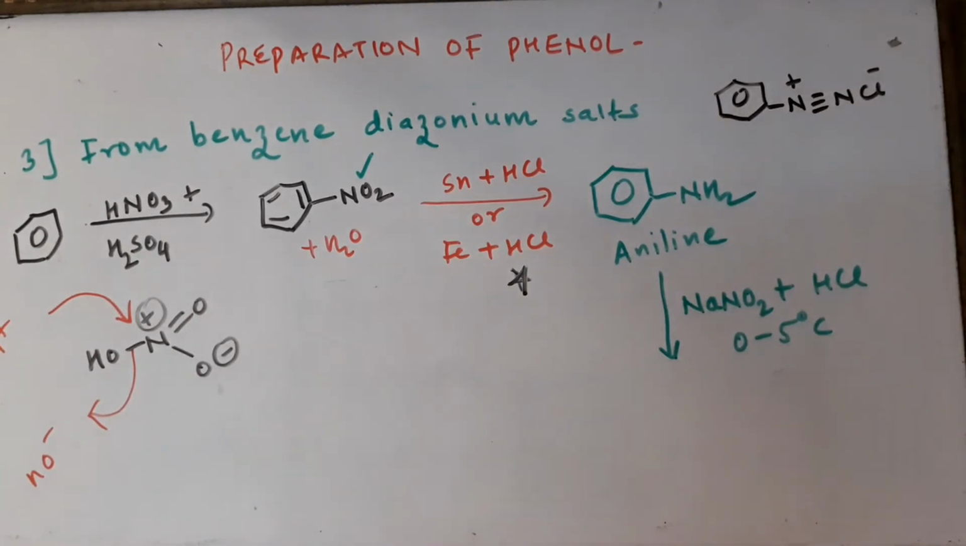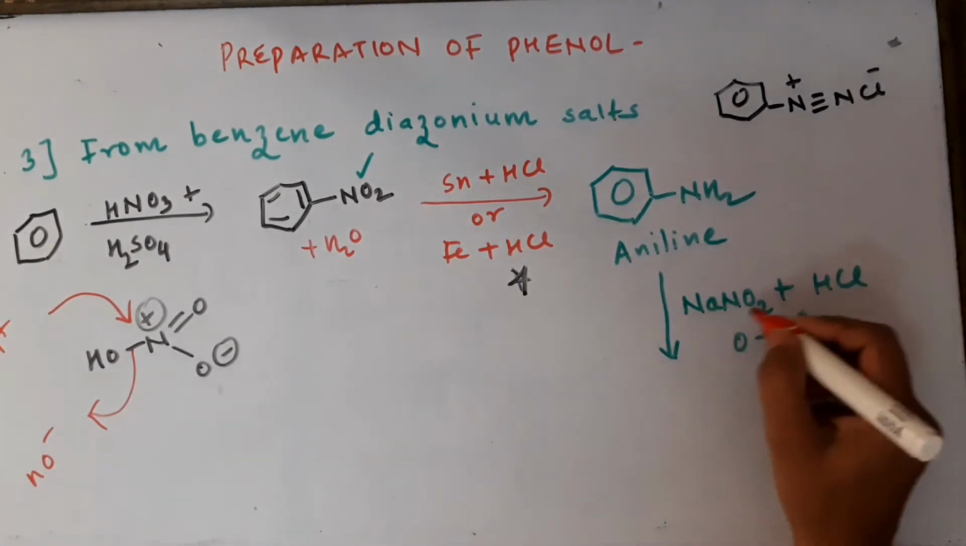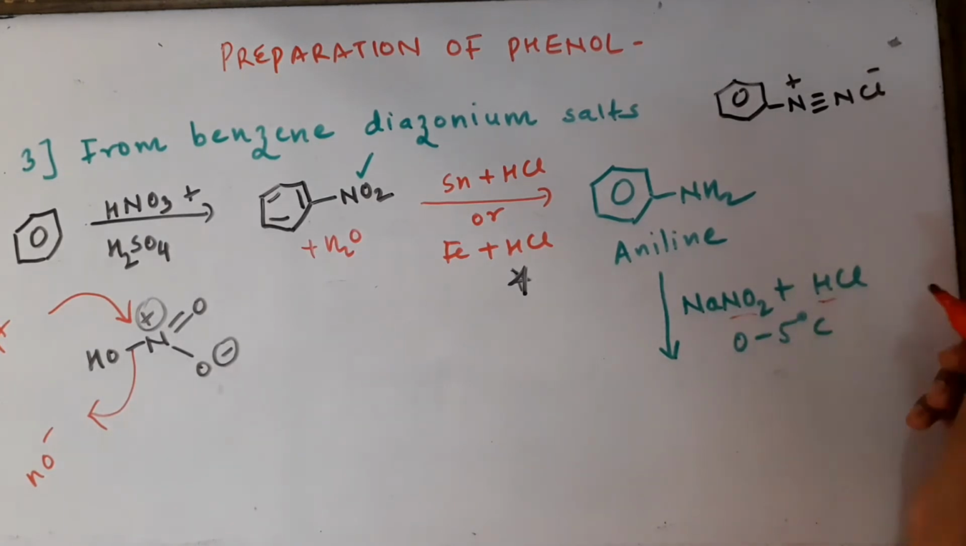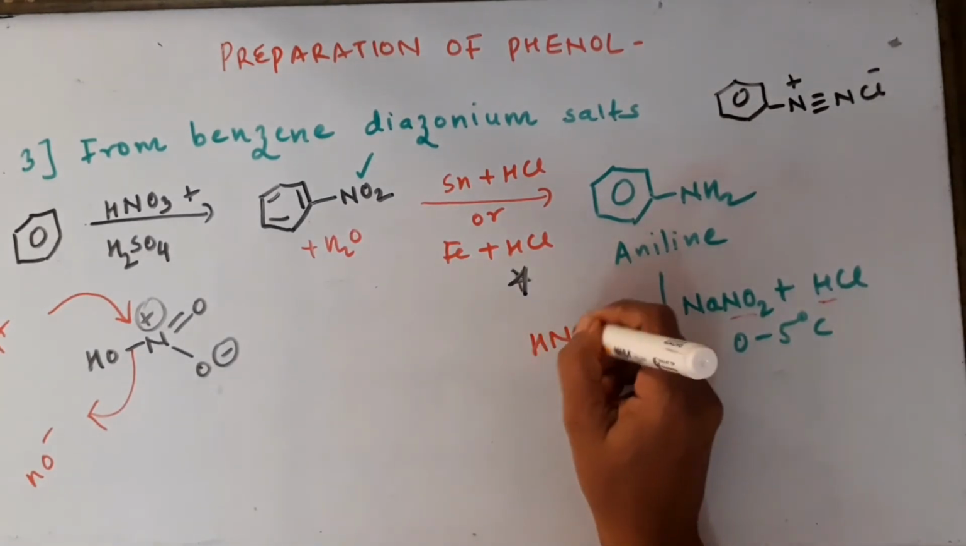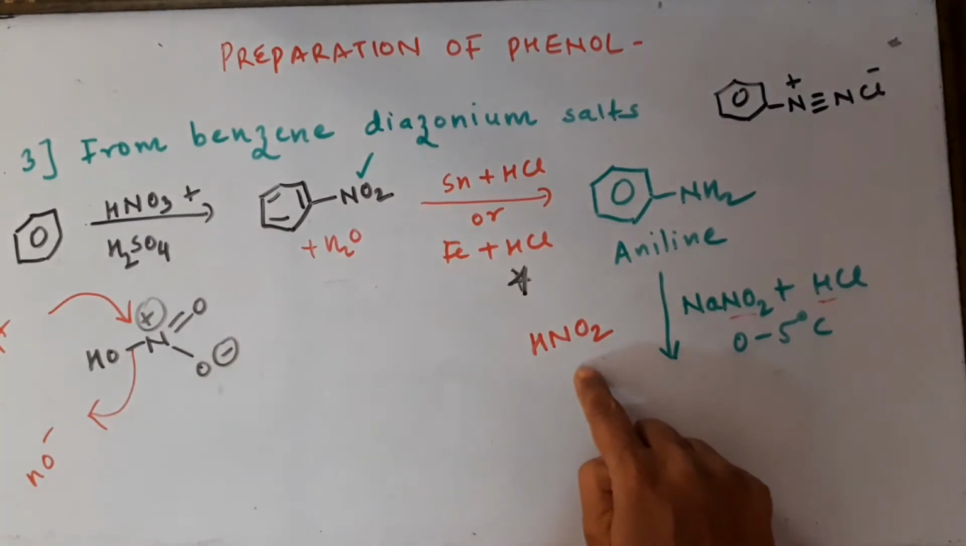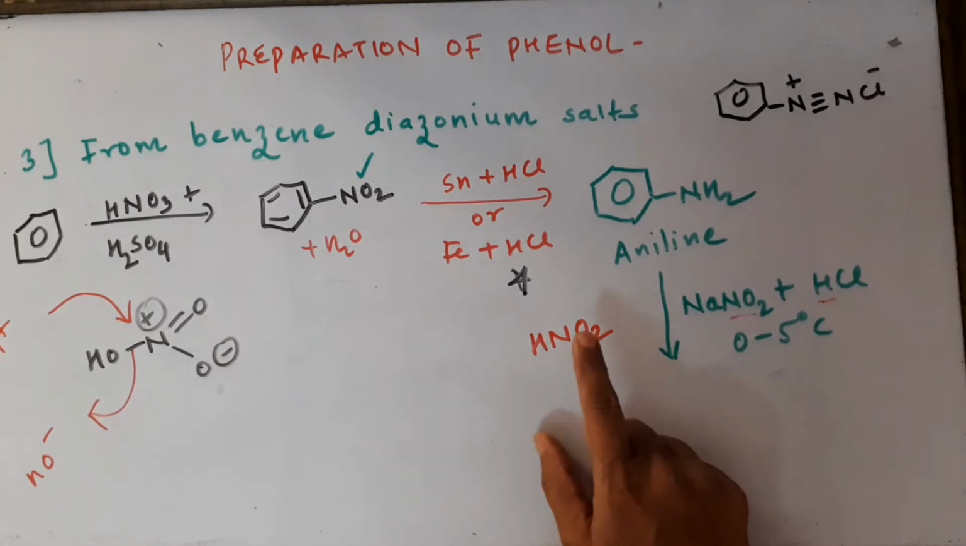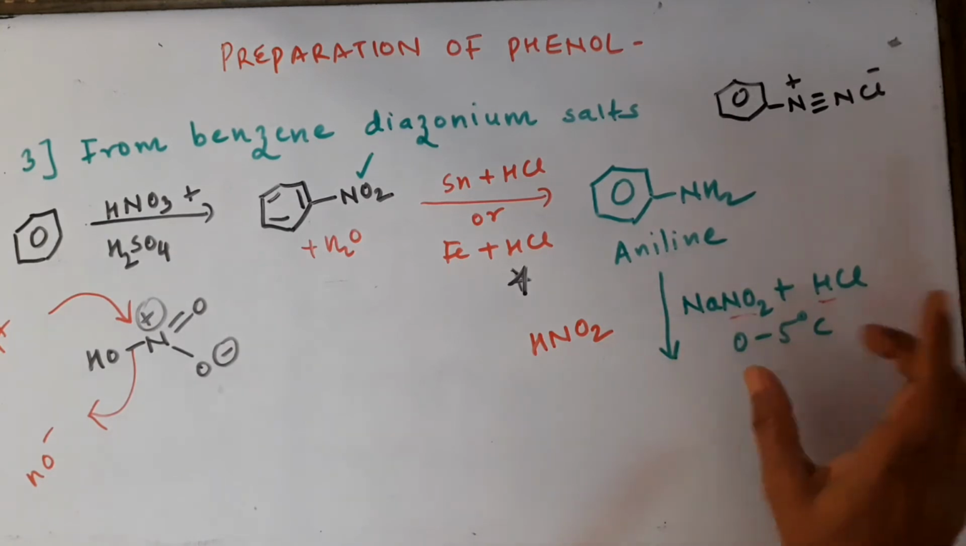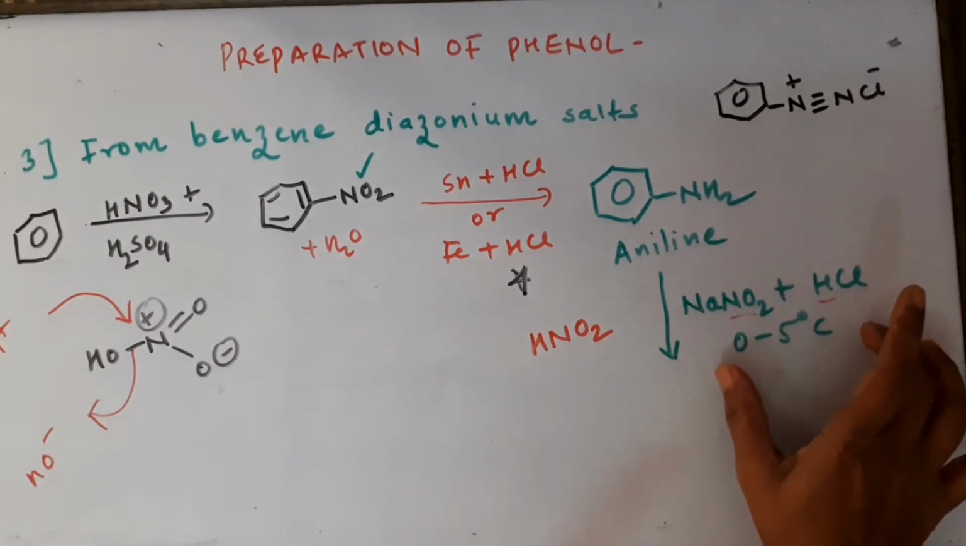Now when we do this, sodium nitrite plus HCl, you must know we will get HNO2. What is this HNO2? Nitrous acid. Nitrous acid is important for your p block chapter also. Nitrous acid is very unstable, hence it has to be prepared in situ at the time of reaction. So we are preparing it in ice cold conditions and at the time of reaction.